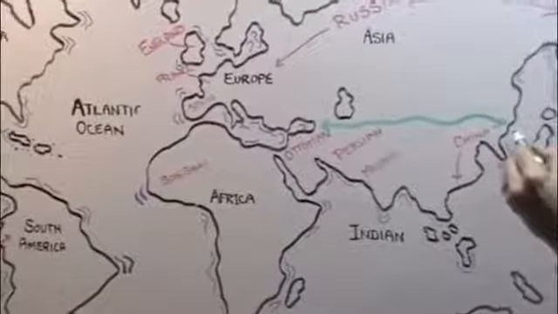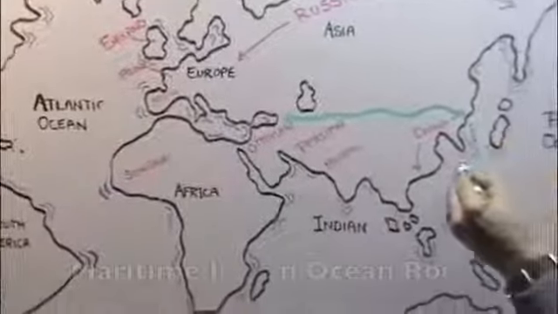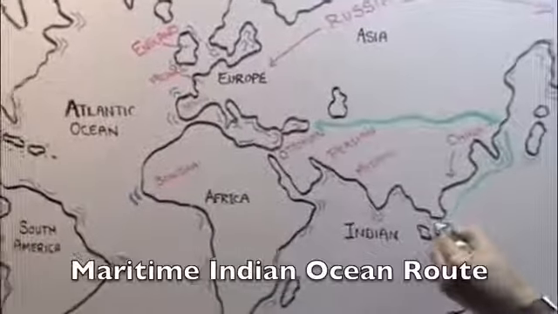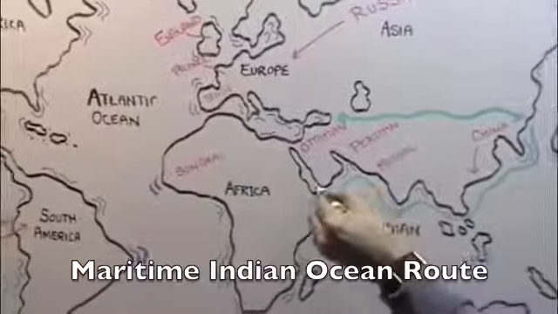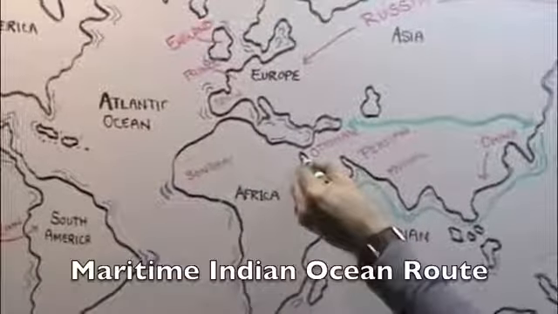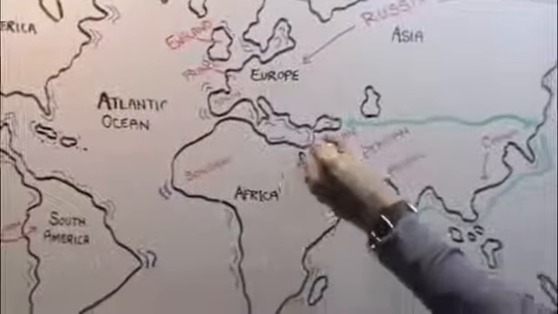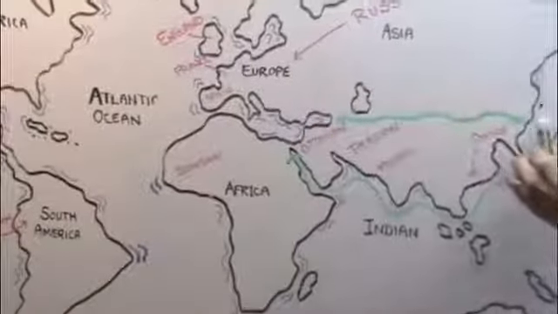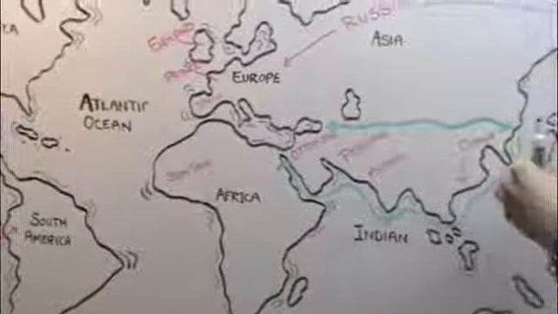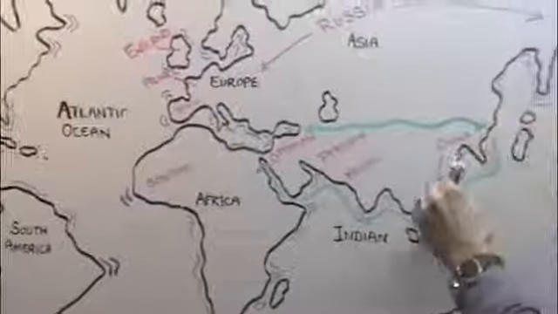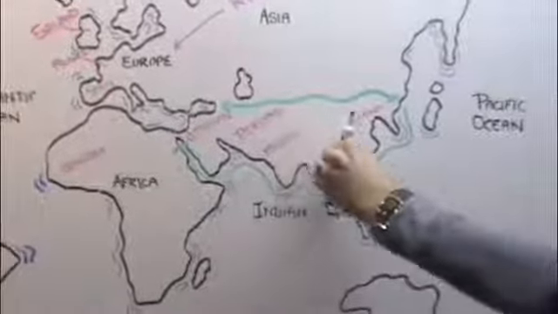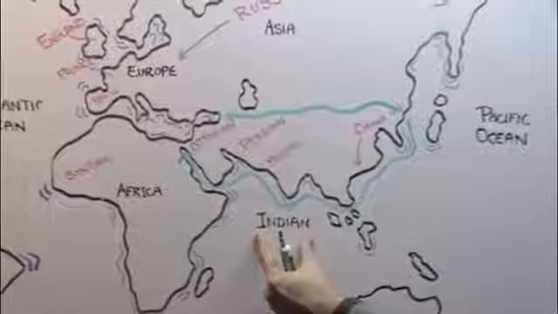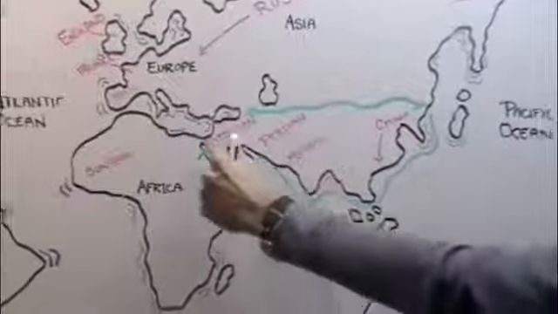If you come this way, the Chinese actually used a route called the Maritime Indian Ocean route. And that ended here in the Red Sea. And it also ended over here in the Ottoman Empire. So the Chinese were able to get their paper and their compass and their silk and so on over here to the Middle East by using this maritime or ocean, specifically Indian Ocean, trade route.